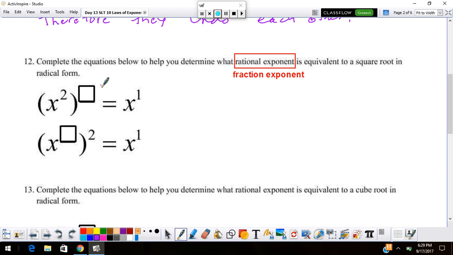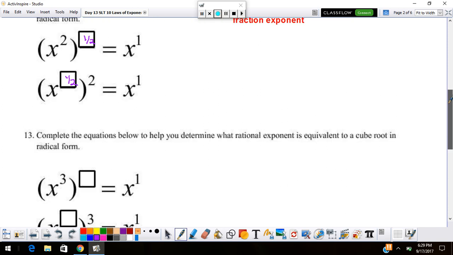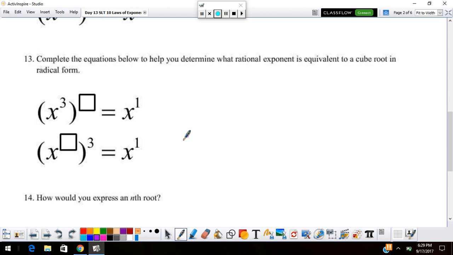So think about that for a couple seconds. I need to multiply 2 times something because power to a power we multiply. 2 times something is 1. So the answer is this needs to be a 1/2. Same thing here. Go ahead and complete number 13. If you put 1/3 in each box for number 13, you're correct.